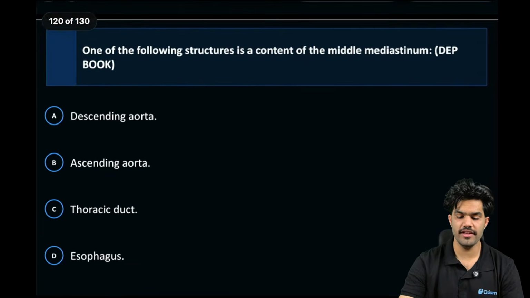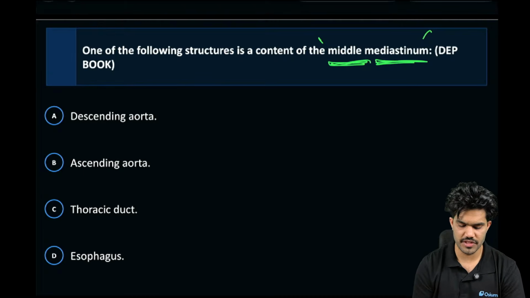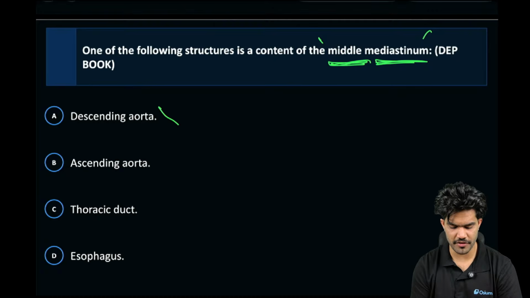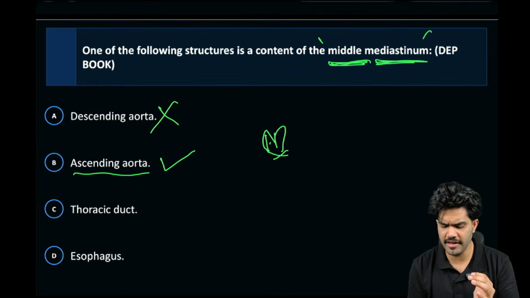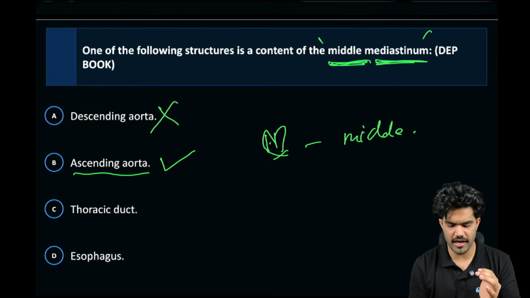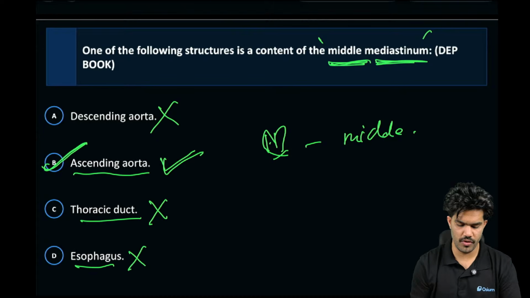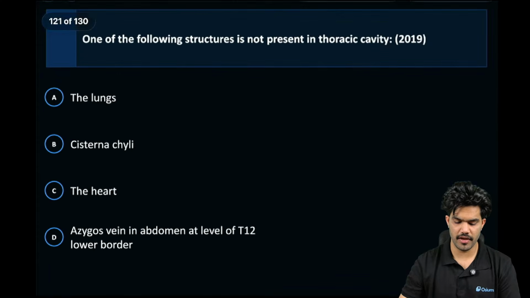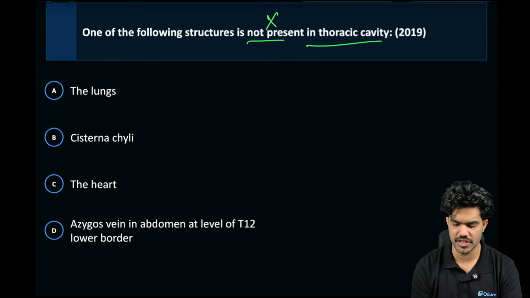Now, which one of the following structures is a content of the middle mediastinum? Is it descending aorta? No. Ascending aorta? Yes, maybe, because it is in the content of the heart. The heart is present in the middle mediastinum, so ascending aorta should be the option. Let's see, thoracic duct? No, it is present in the posterior. Esophagus? No, it is present in the posterior and superior. So the answer will be B. Okay. One of the following structures is not present in the thoracic cavity. Let's see which is false.